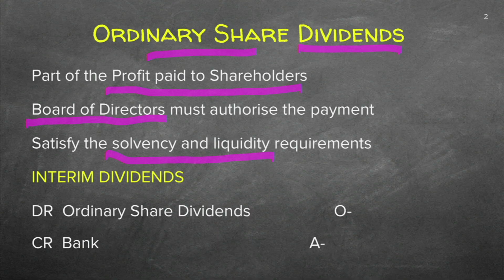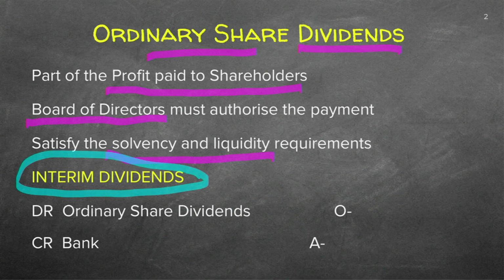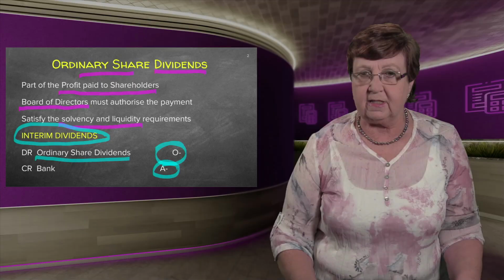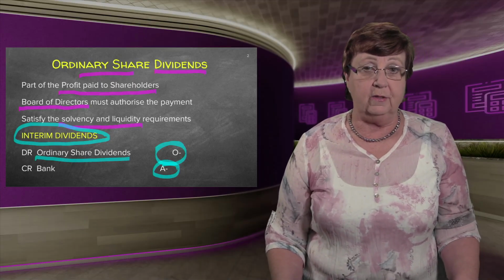Now, we have two types of dividends. We have what is known as an interim dividend, and an interim dividend is paid during the year. And so when interim dividends are declared, it's going to be quite a simple transaction. We're simply going to be paying ordinary share dividends. And so we are going to credit the bank, which will be A minus, and we will be debiting a new account called ordinary share dividends. This is a nominal account, so needless to say, it's going to reduce the owner's equity.